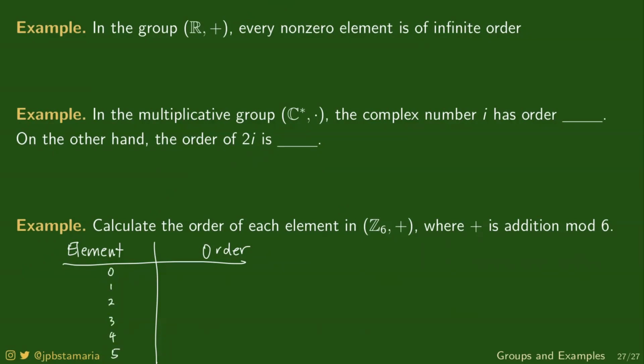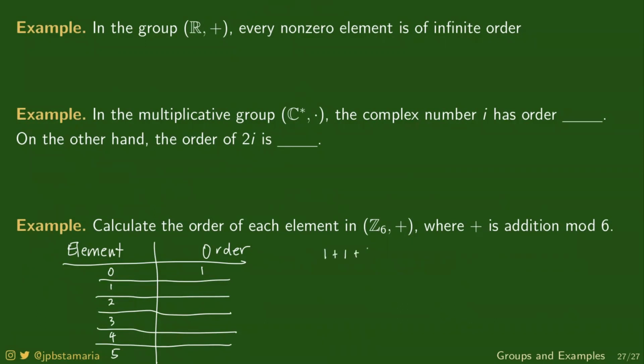Syempre, ang 0, order 1. Di ba? Kasi in any group, ang order na identity ay 1. Kasi it needs 1 copy para maging identity. Now, how many copies of 1 do you need in order to get back to 0 for the first time? What's the order of 1? 1 plus 1, 2 plus 1, 3 plus 1, 4 plus 1, 5 plus 1, 0. Kasi modulo 6. How many ones did you need in order to get back to 0?